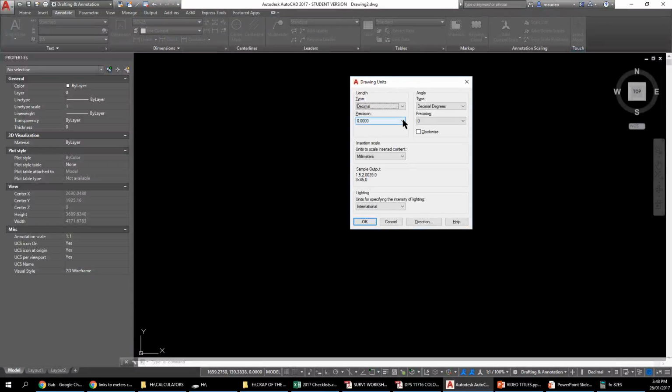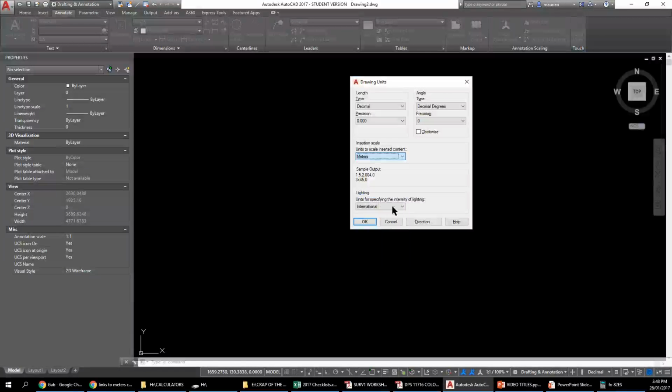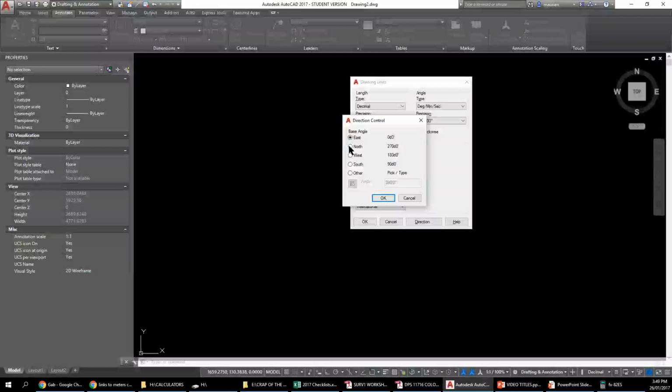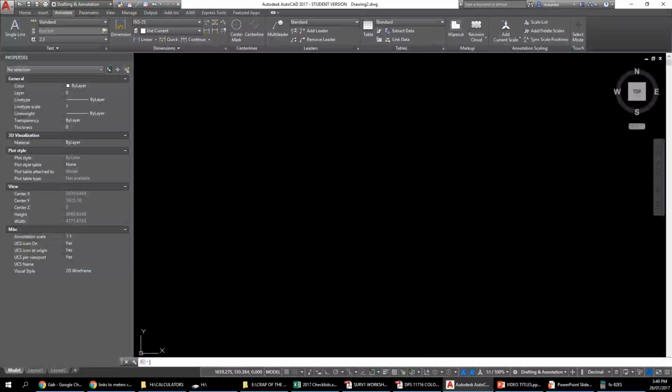So I want decimal. I'll go with just 3 decimal places. Now I work in meters for surveying. In some cases, you know, for housing and small mechanical objects, you might work in millimeters. And the AutoCAD is designed to go in millimeters, so you've got to be careful. The angle, I'm going to go degrees, minutes and seconds. I'm going to go to the nearest second. I'm going to go clockwise, and I'm going to go clockwise from north. Okay, and that's the units all set up.